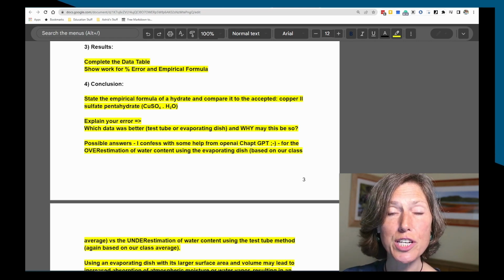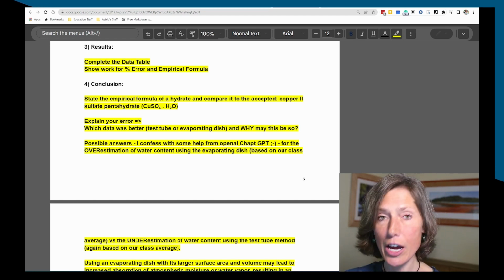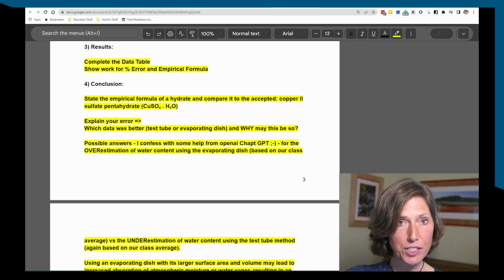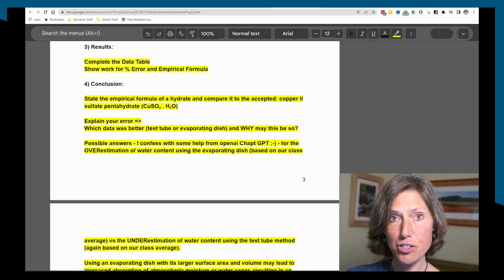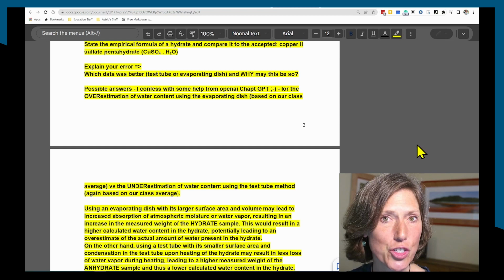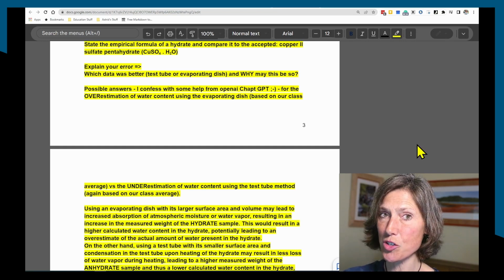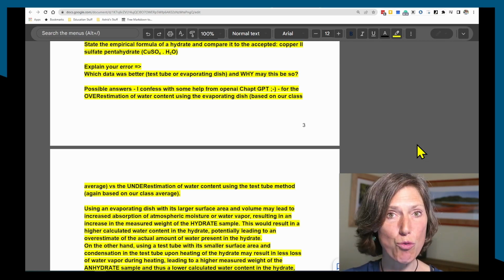Their conclusion is based on their personal or lab group data, but then I also compile all the data from every lab group in the class, both the test tube and the evaporating dish. Then we're going to see what the overall trend is. I hinted earlier that with the test tube, we tended to get an underestimate. With the evaporating dish, we tended to get an overestimate.